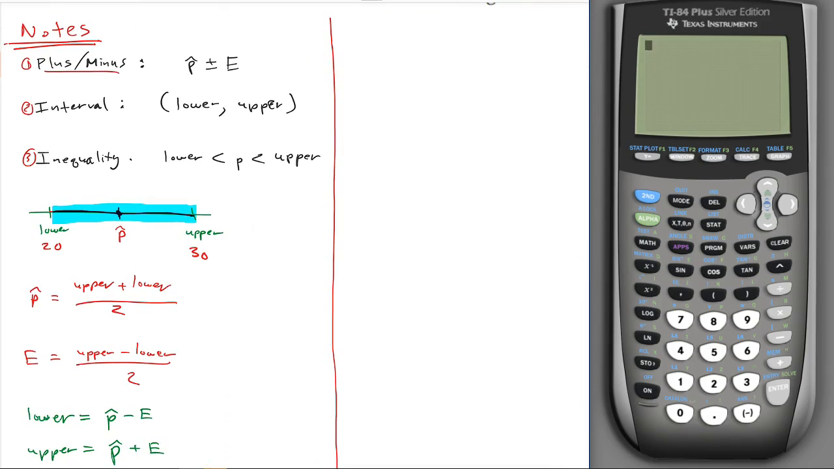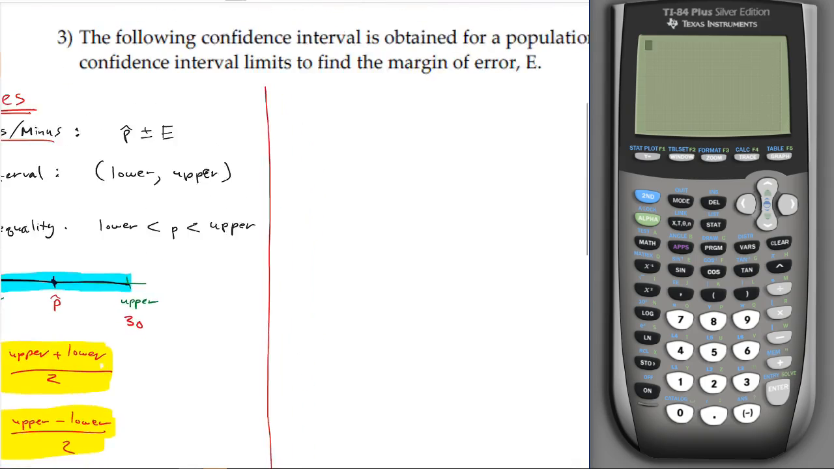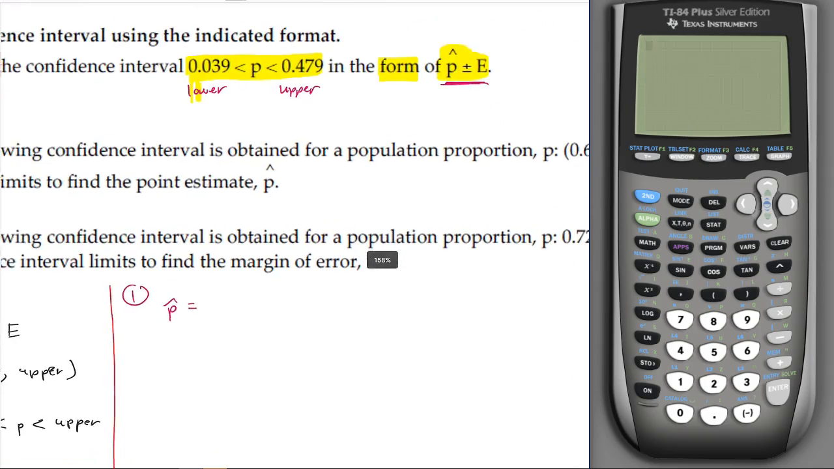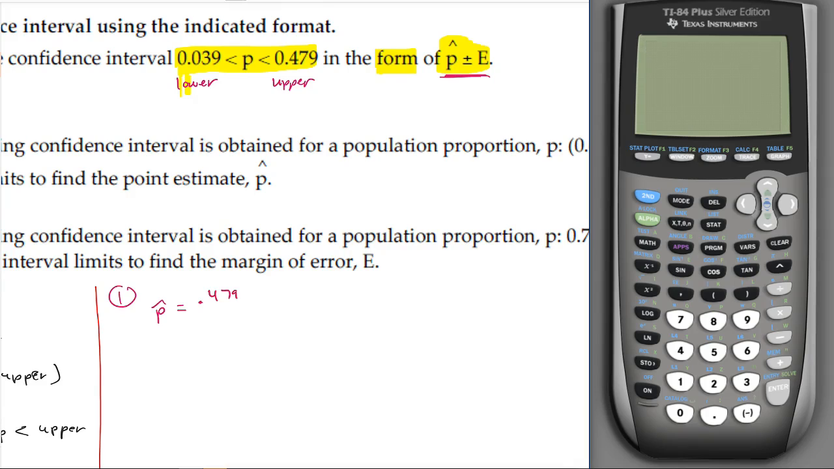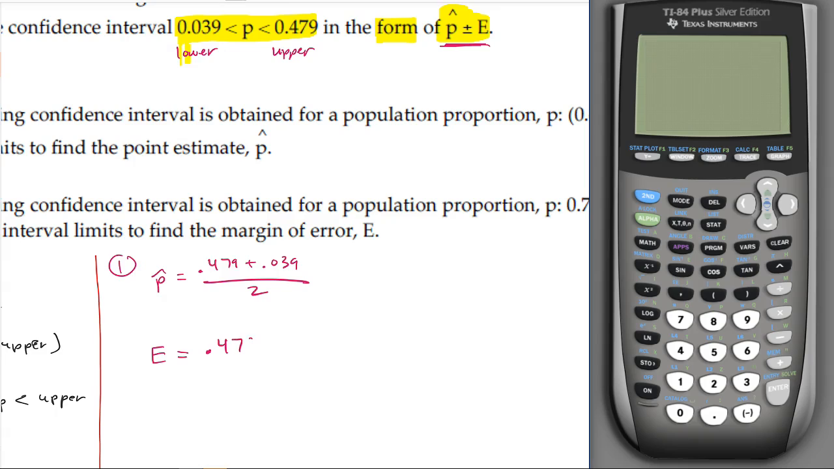Given a confidence interval, the sample proportion p hat can be obtained by adding the upper and lower limits and dividing by 2. And the margin of error can be found by subtracting the lower from the upper and dividing by 2. So let's go ahead and do that here. So p hat, which is the sample proportion, is equal to 0.479 plus 0.039, divide that by 2, and then the margin of error is 0.479 minus 0.039 divided by 2.